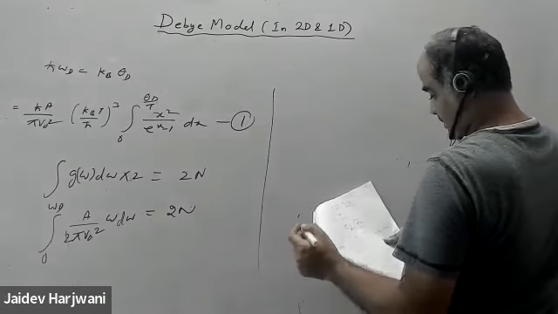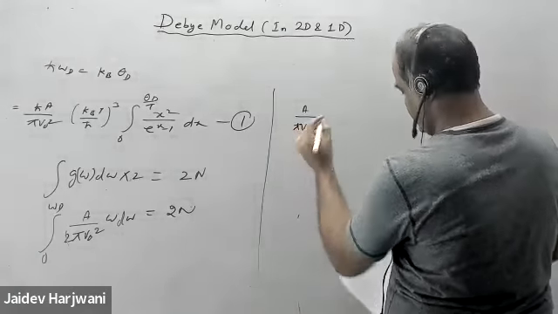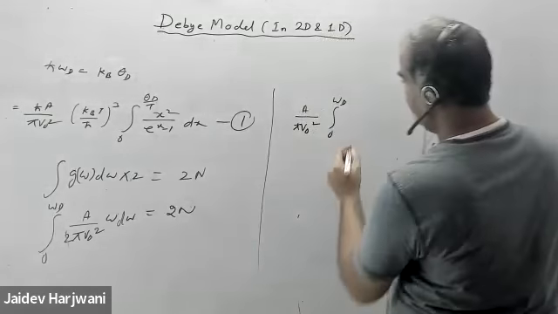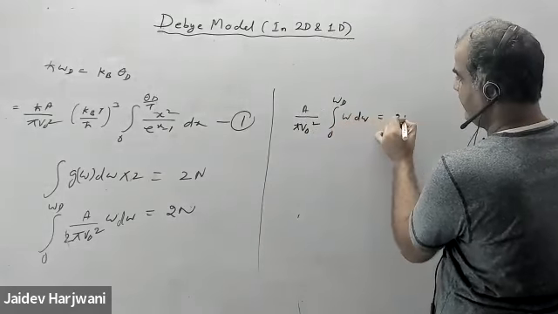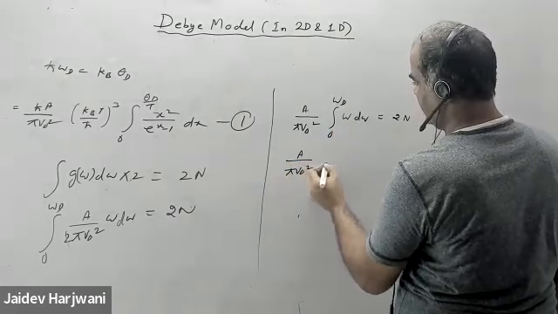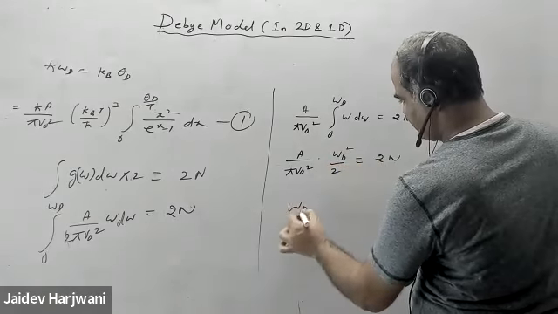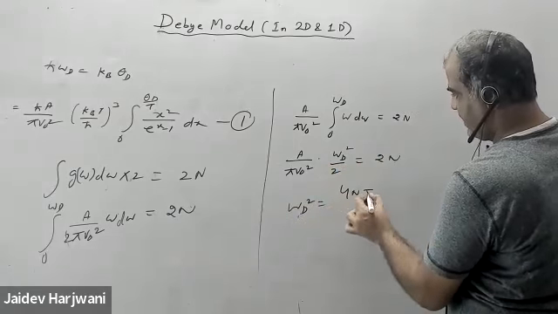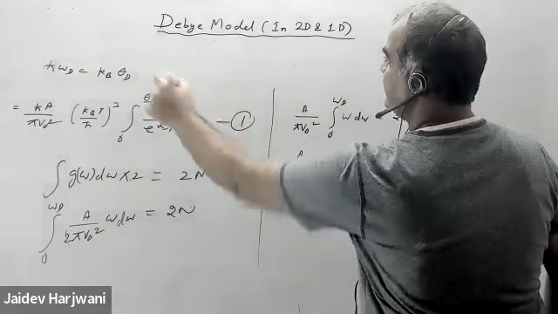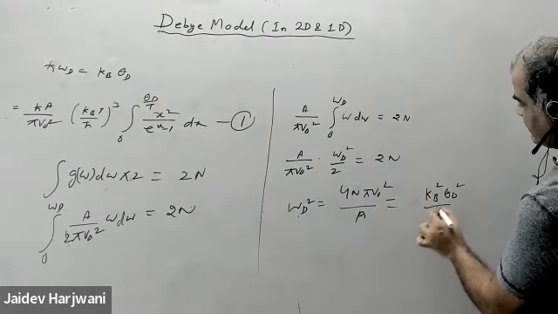So now this will give me A upon πv₀², integral from 0 to ω_D of ω dω equals 2N. If you solve this one, this will give me A upon πv₀² times ω_D² by 2 equals 2N, so ω_D² will be 4Nπv₀² by A. And ω_D² is equal to k_B² θ_D² over ħ².